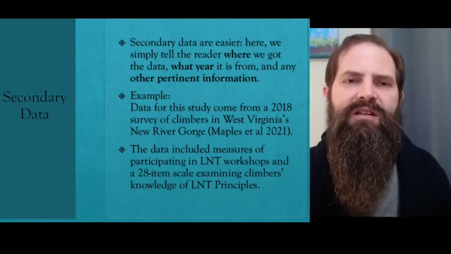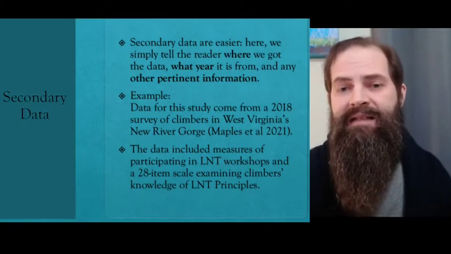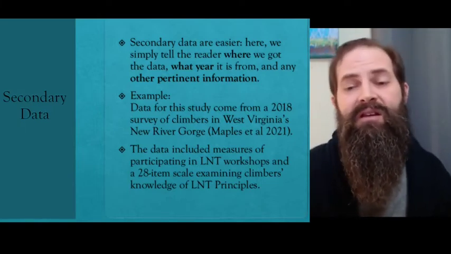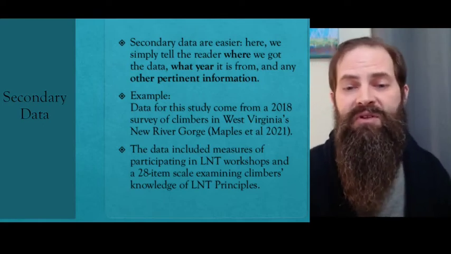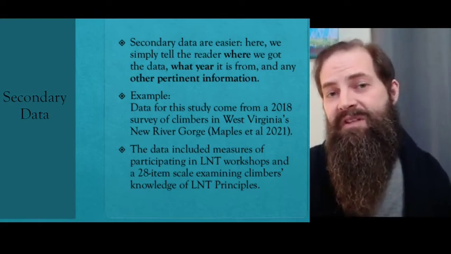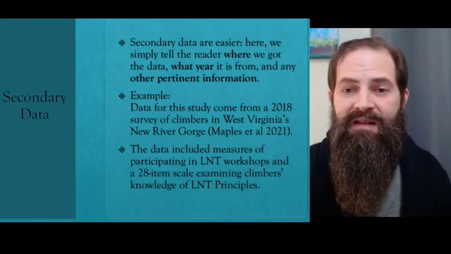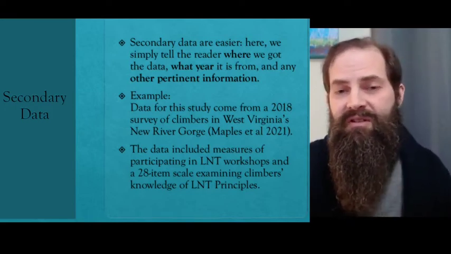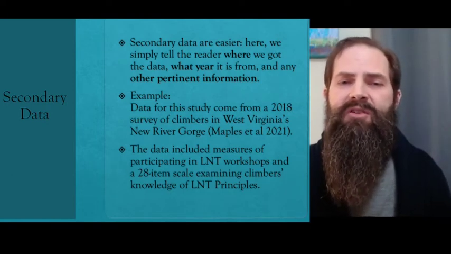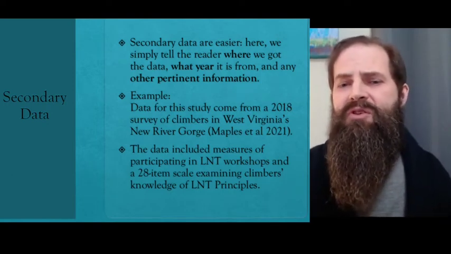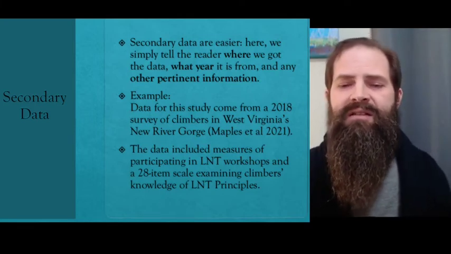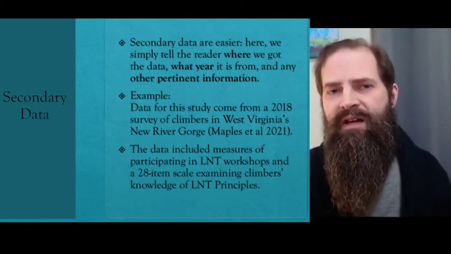Now let's pretend that you were using my data set from the New River Gorge study. You might write something like, data from this study come from a 2018 survey of climbers in West Virginia's New River Gorge. And then you cite the source of that data, my study that I published on it. Again, here you're just going to talk about where the data come from. You're also going to give us a sense of what you're using from that data, thinking ahead to our variable section next, and give us a clue about what you're pulling out of that data.